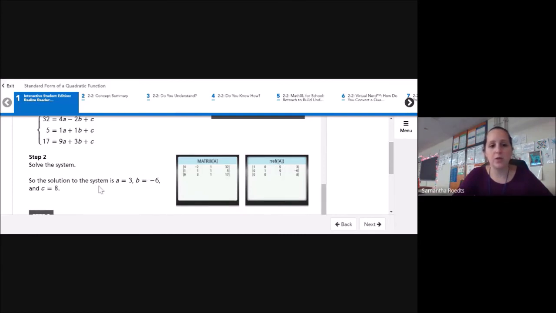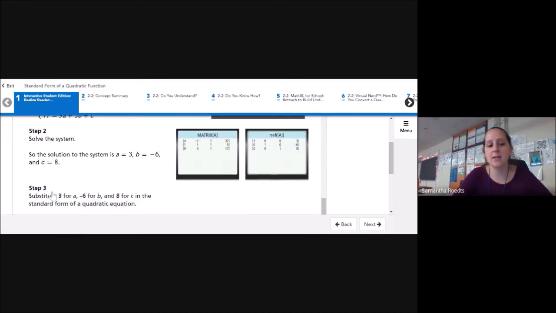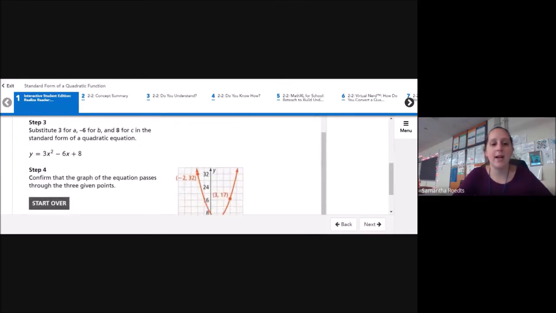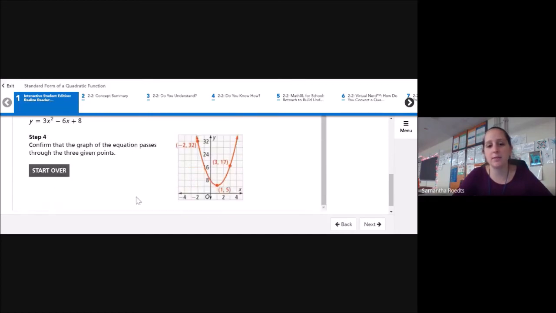So the solution to the system is a equals 3, b equals negative 6, and c equals 8. I then substitute those numbers back in, and then I can confirm that the graph of the equation passes through those 3 points.